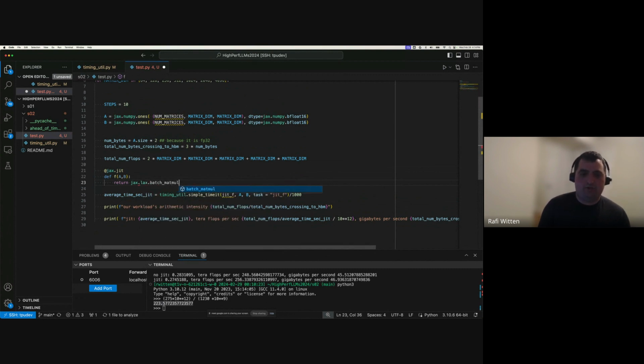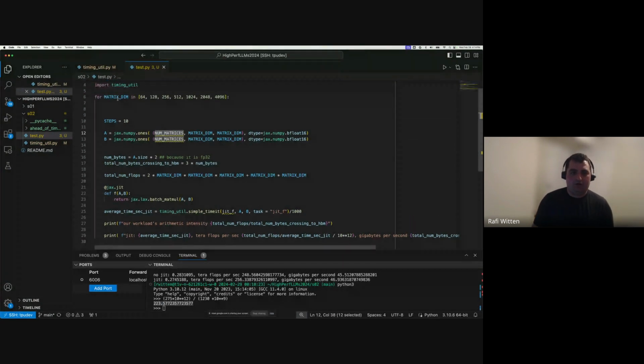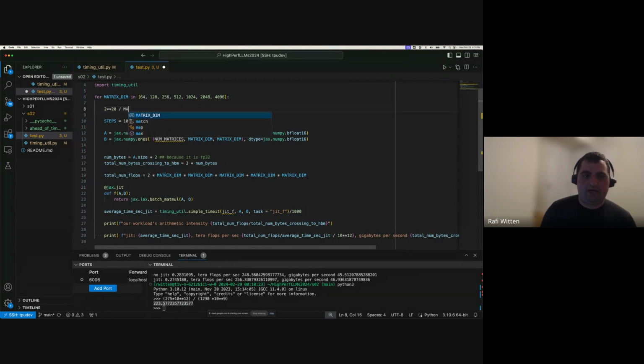jax.lax.batch_matmul. So this isn't going to work without that because, instead of multiplying one matrix, we want to multiply multiple matrices. And then additionally, we have to vary the number of matrices depending on our matrix dim. So I think there are a couple ways we can do this. I want to keep the number of elements roughly constant, just so we have the same input. So I will even just put this at 2 to the 20 divided by matrix dim squared to be num matrices.